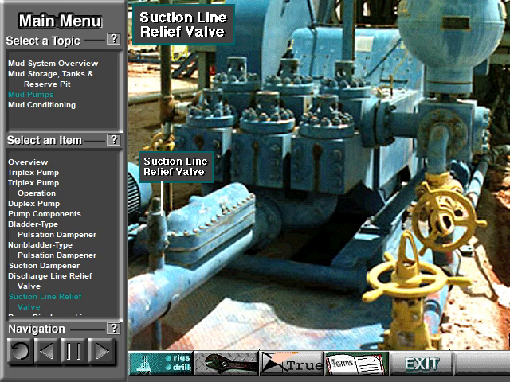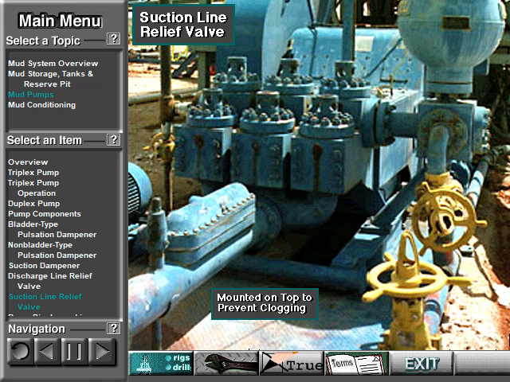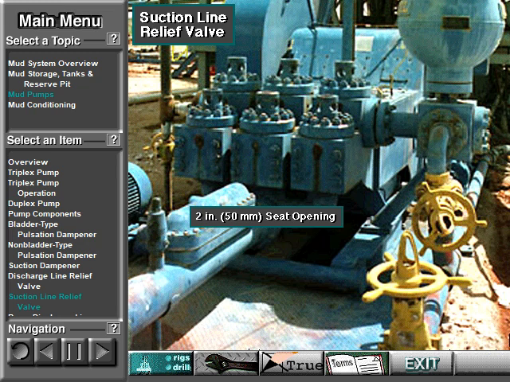Some rig owners install a suction line relief valve. They install it on top of the suction line, near the suction dampener. They mount it on top so that it won't clog up with mud when the system is shut down. A suction relief valve protects the charging pump and the suction line dampener. A suction relief valve usually has a 2-inch or 50 mm seat opening. The installer normally adjusts it to a 70 psi or 500 kPa relieving pressure.